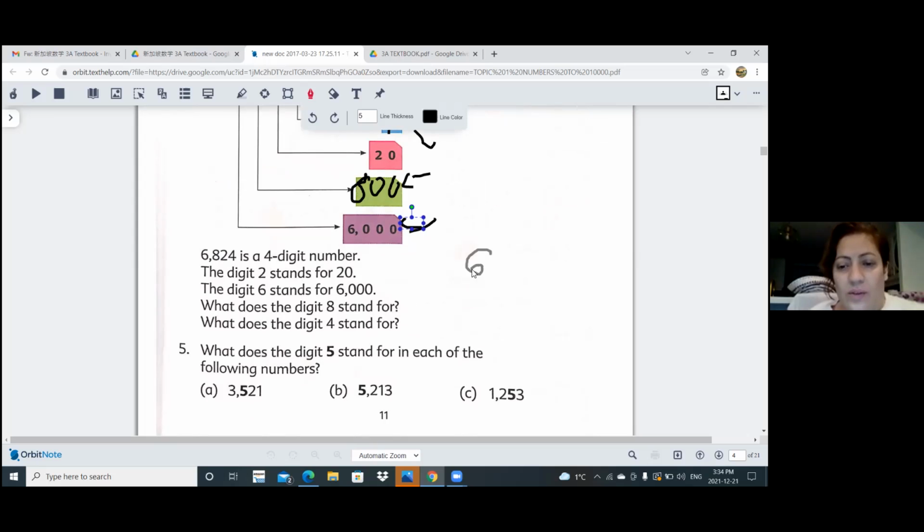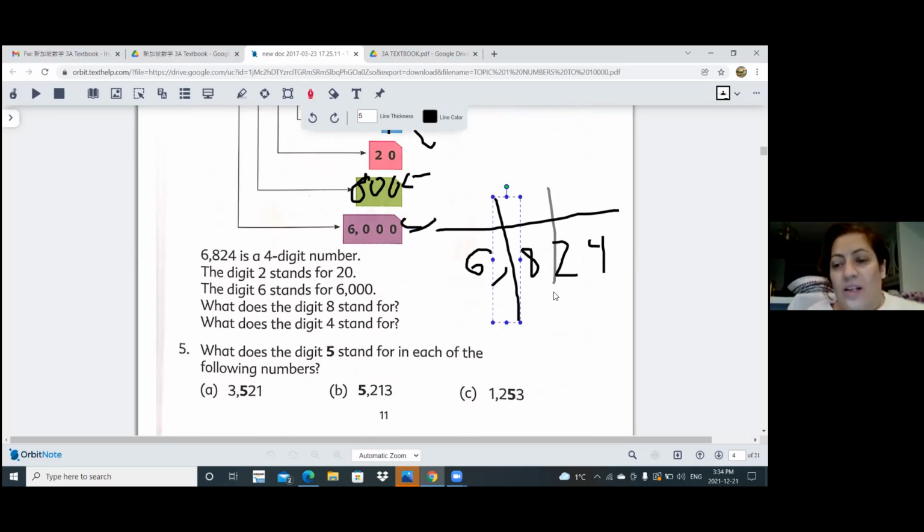So let's write this out. 6,824. Guys, just so you know, what I get my students to do sometimes is to make a place value chart. That way they know exactly what value each digit holds in the number. For example, this is the 1,000 column. This is the hundreds column. This is the tens column, and this is the ones column. All right, let's get started.